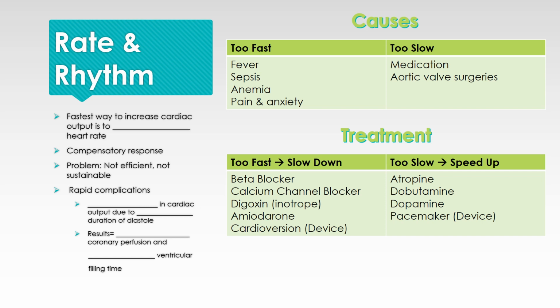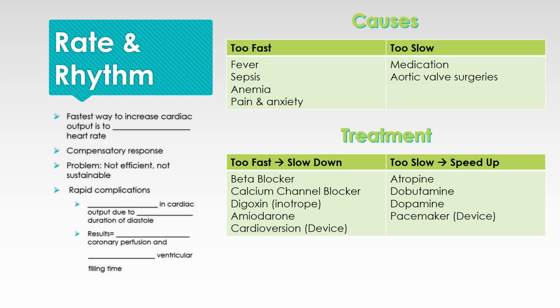The problem comes when our tachycardia, our increased heart rate, is prolonged. Why is this a problem? Well, prolonged tachycardia is not efficient, and more importantly, it's not sustainable. So some of the complications that we see with a rapid heart rate, and by rapid heart rate, the medical community sees a heart rate greater than 120. So what are some of the complications?